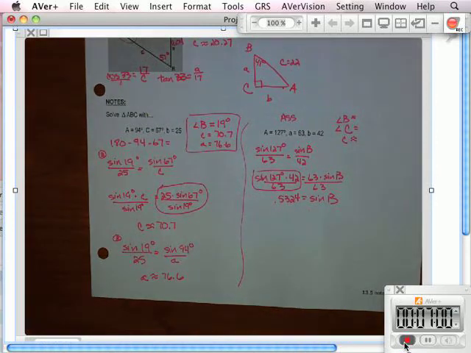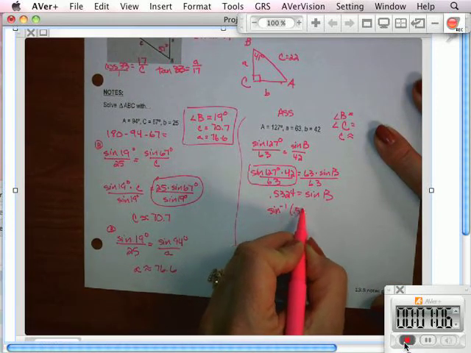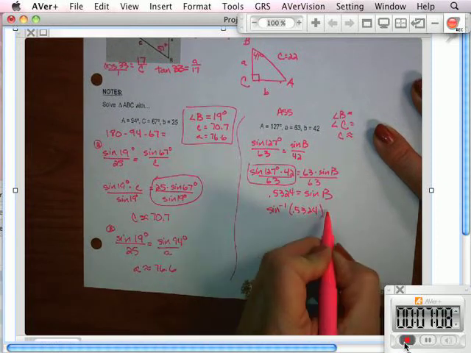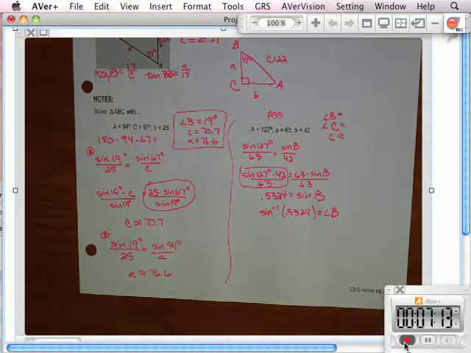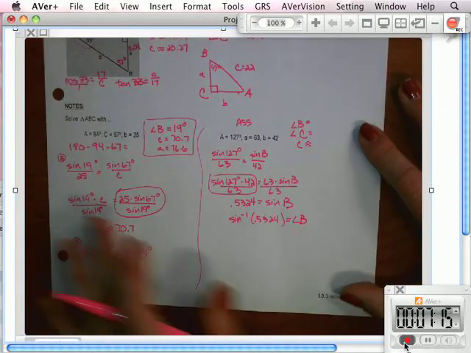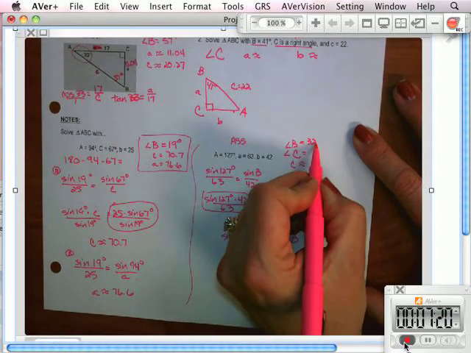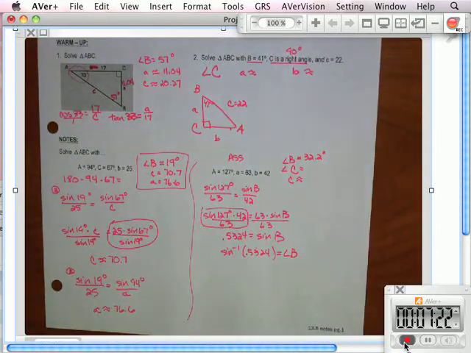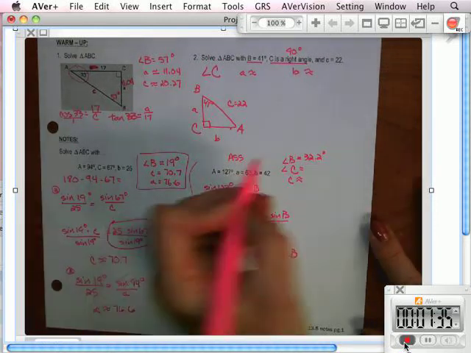Thank you, Jason. So I'm going to write this. The sine inverse of 0.5324 of that ratio is going to give me angle B. So you do that on your calculator. And you should get this, 32.2. Did you get it? Okay, C is easy. Add 127 and 32.2, and take it away from 180. And so I get about 20.8 degrees.